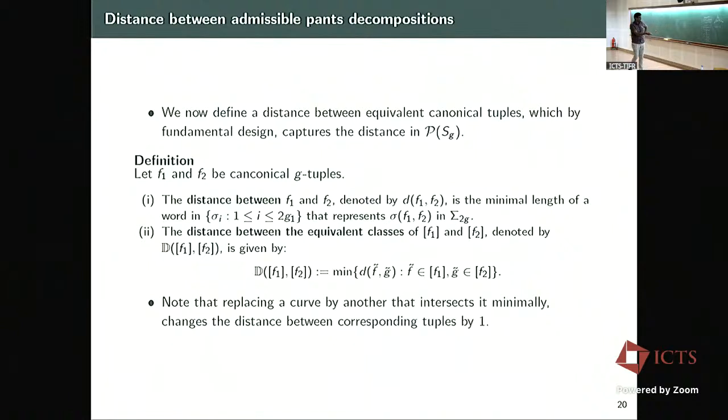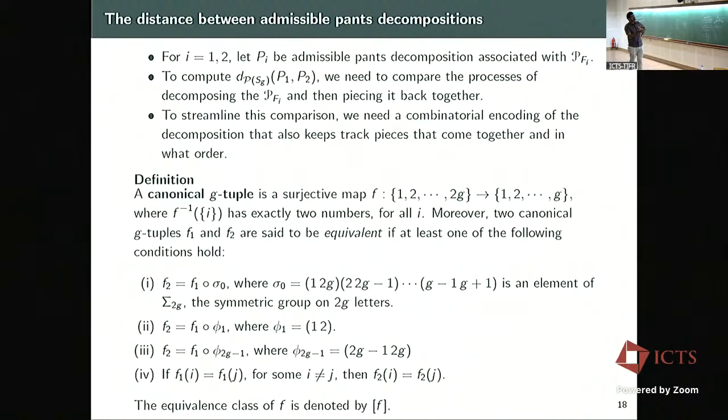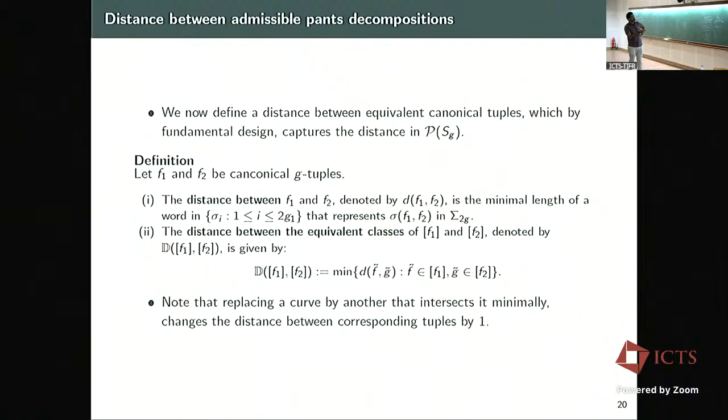Like what we did here, if you replace this by something, it's completely... the way I said it earlier. Yeah, so the way this distance is set up, by fundamental design it captures the distance in the Pants graph, because it keeps track of everything. Say the minimal intersection and how it is put together, but everything is encoded in the way you put the pieces back together. And this gives an encoding for the distance in the Pants graph.